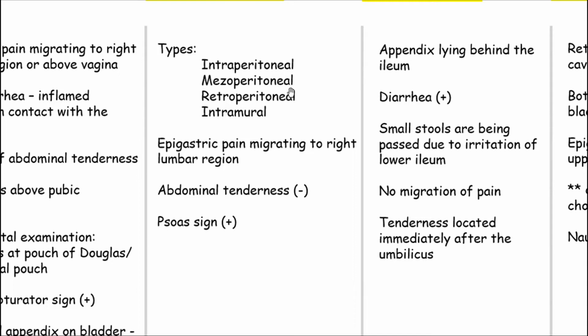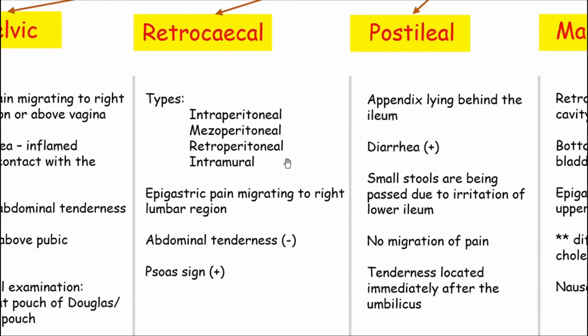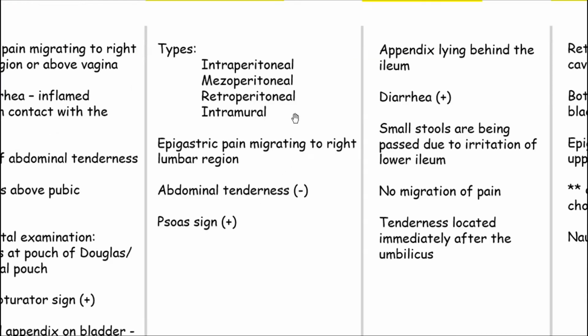Mesoperitoneal means that the appendix is located behind the cecum, but it is partially outside of the peritoneal cavity, which means behind the peritoneal cavity. The retroperitoneal type means that the appendix is completely behind the peritoneum. The intramural type means that the appendix is located inside the thickness of the wall of the cecum.